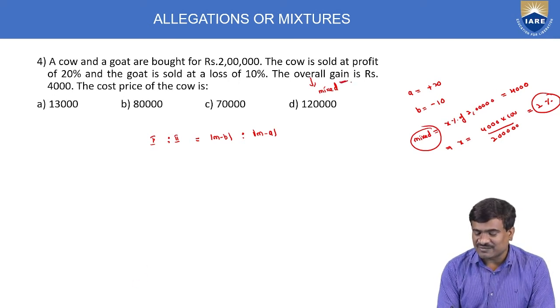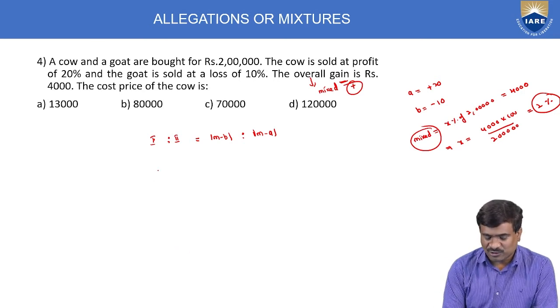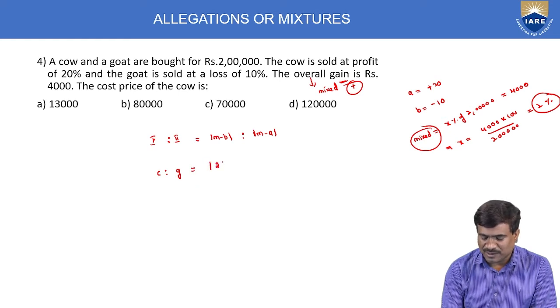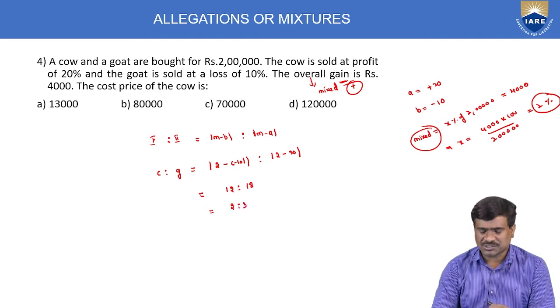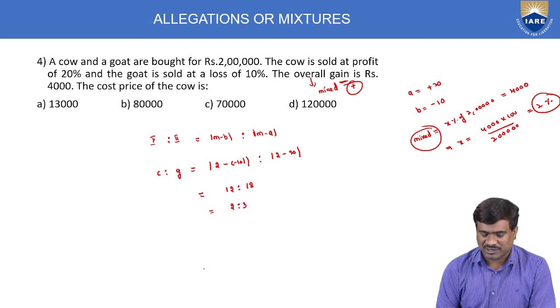Mixed gain is given. Gain is nothing but the plus operator. Therefore, cow is to goat is equal to modulus of m minus b is to modulus of m minus a, that is 2 minus (minus 10) plus, is to 2 minus 20, which is equal to 12 is to 18. 12 is to 18 is a 2 is to 3 ratio. Cow is to goat is equal to 2 is to 3.